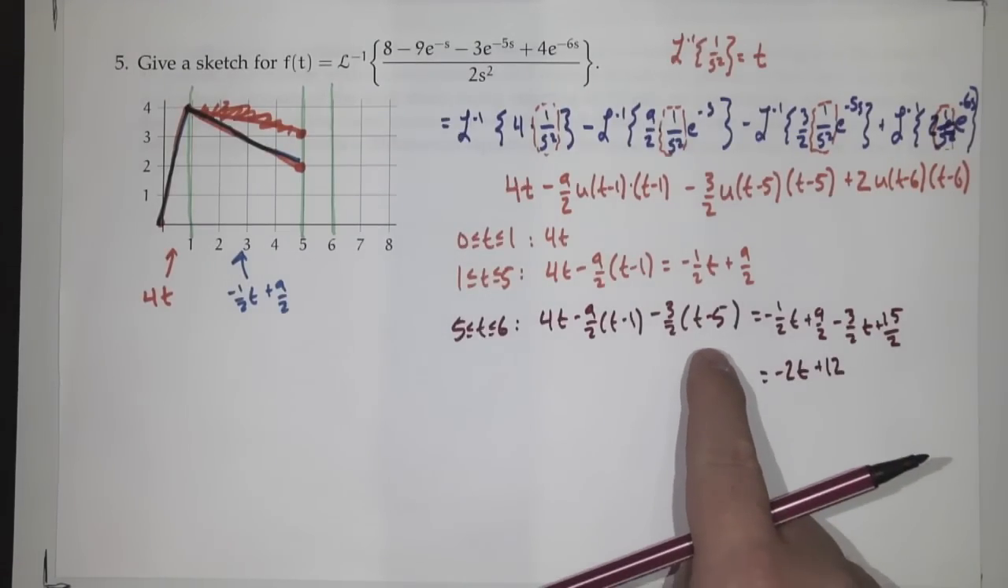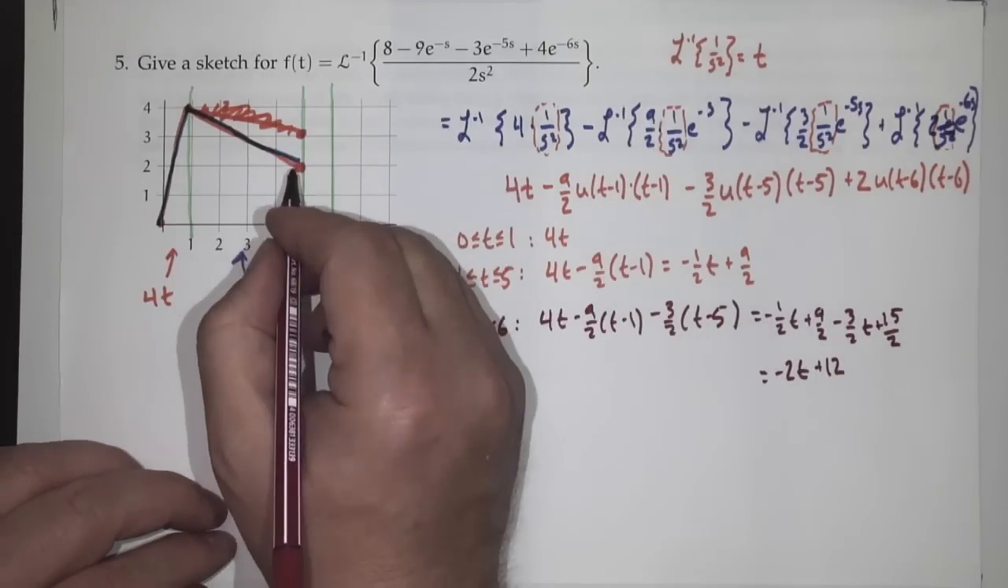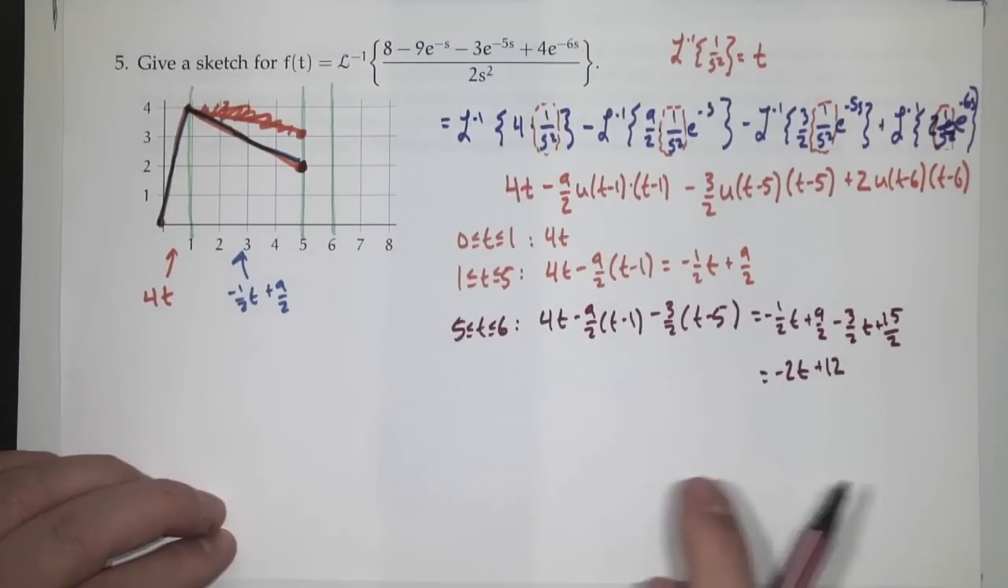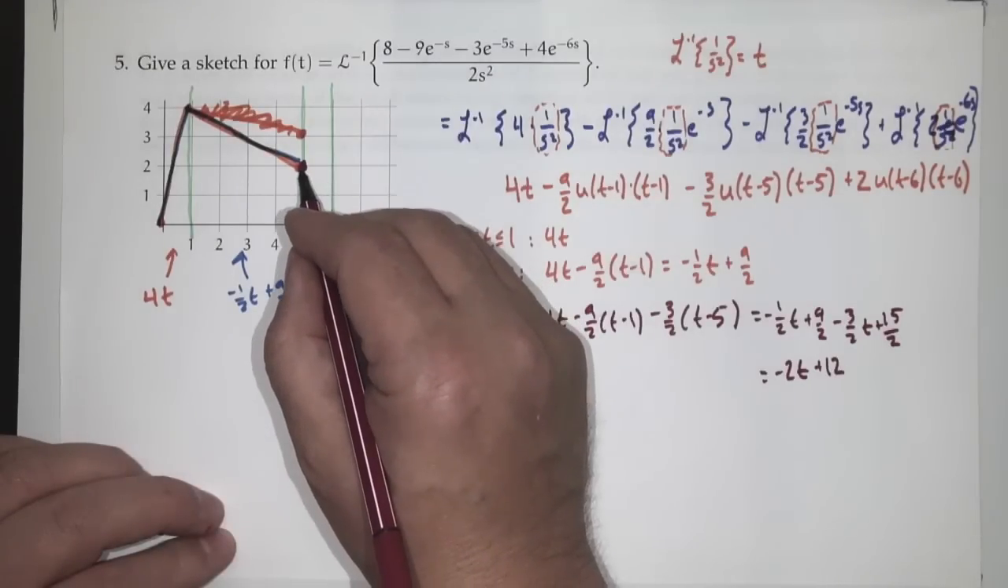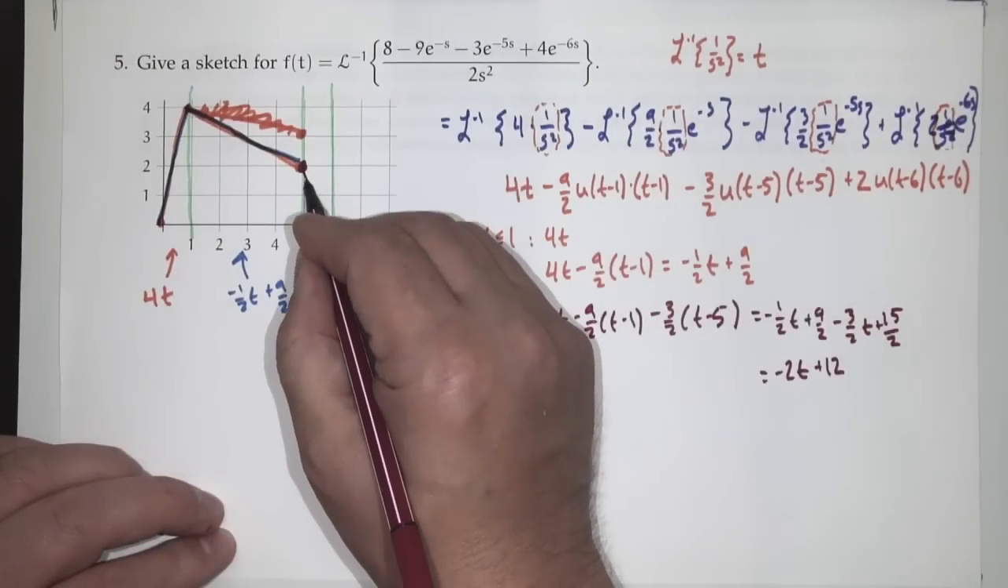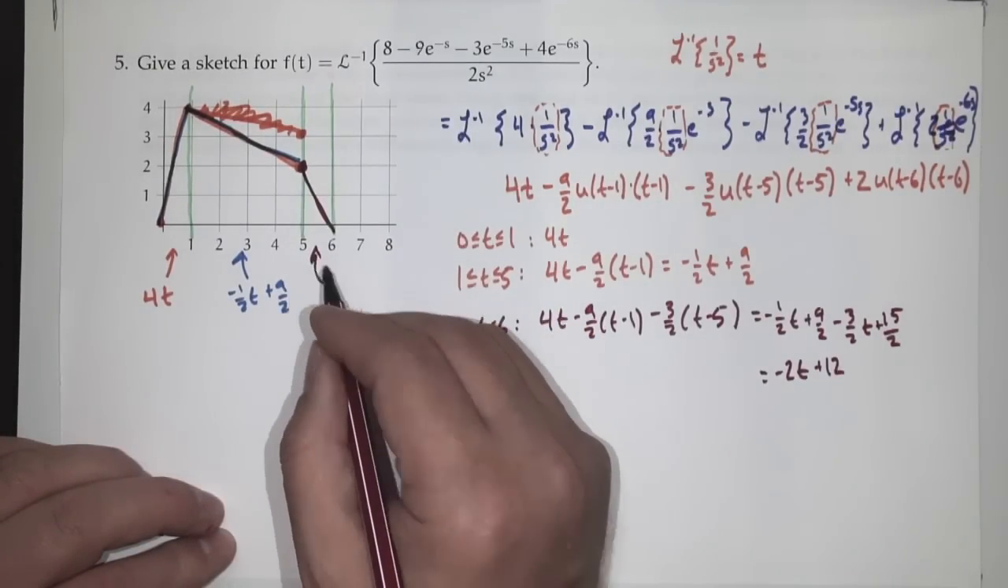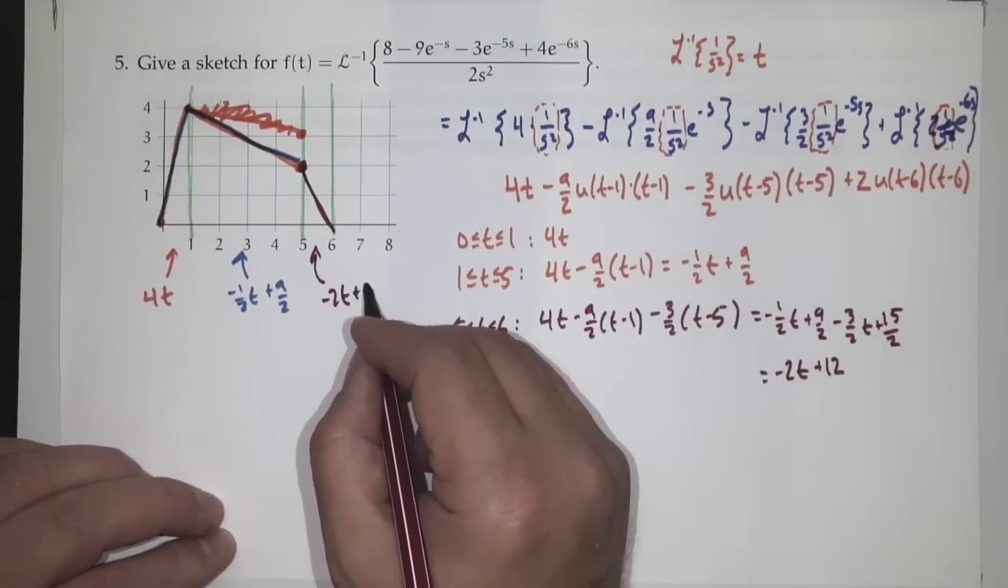But at 5, we still are here. What's our new slope? -2. So that's our next piece, -2t plus 12.